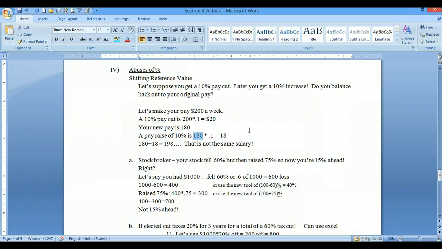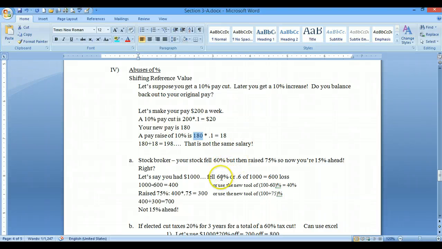A stockbroker said that your stock fell 60%, but then it raised up 75%. So now you are 15% ahead in your stock, right? Well, let's figure it out. Now, it didn't tell us how much we had, so we're just going to guess. Put down a number. 1,000 sounds good. It has lots of zeros and a 1, so it's easy to work with. If you have to pick the number, make it easy.